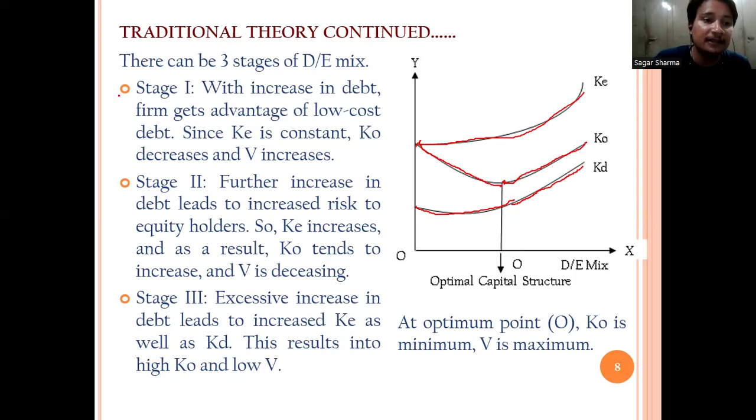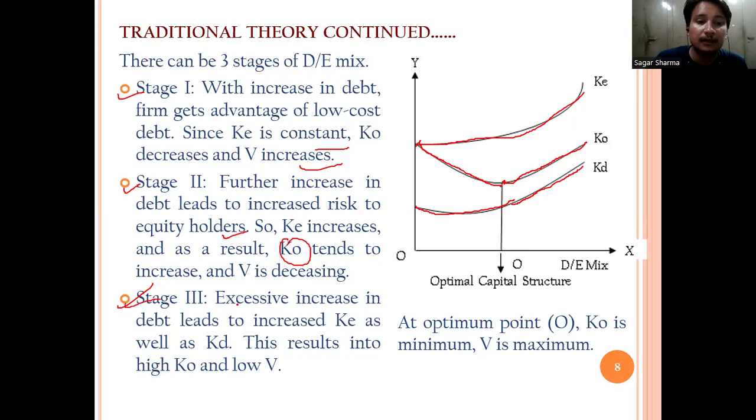So here you can see there are three stages in traditional theory. First stage is saying with increase in debt, firm gets advantage of low cost debt. Since KE is constant, KO decreases and V increases. Second stage, further increase in debt leads to increased risk to equity shareholders, so KE increases and your KO tends to increase and V is decreasing. V means value of firm.